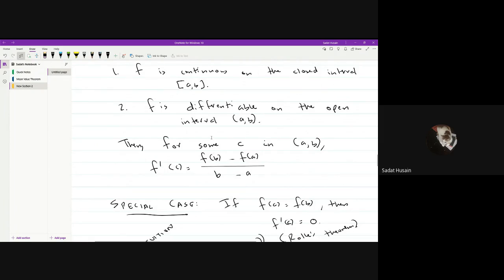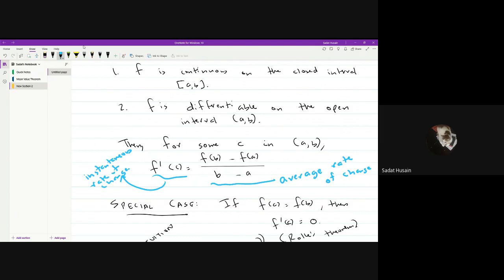On the right-hand side, you have the average rate of change: final minus initial, divided by b minus a. And f prime of c is the instantaneous rate of change.